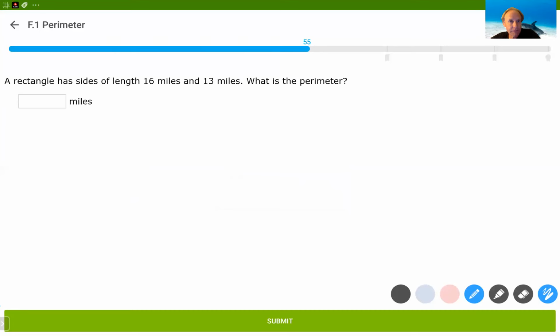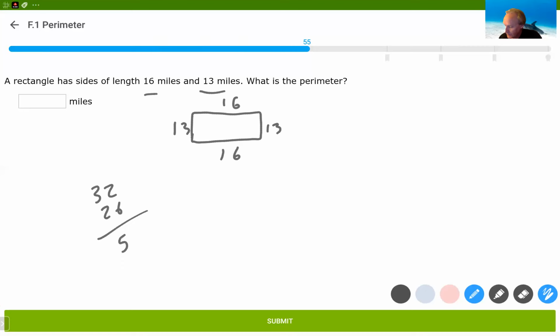A rectangle has sides of length 16 and 13. Well, I can draw a diagram of a rectangle where it's not quite to scale. Here's 16 and 13 and 16 and 13. Clearly, we're going to add 2 of those and 2 of these, which is 26, and we get 58 total.